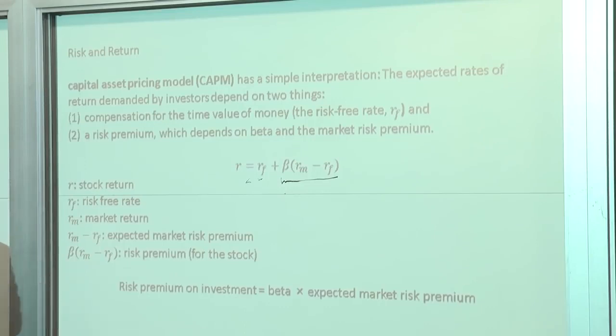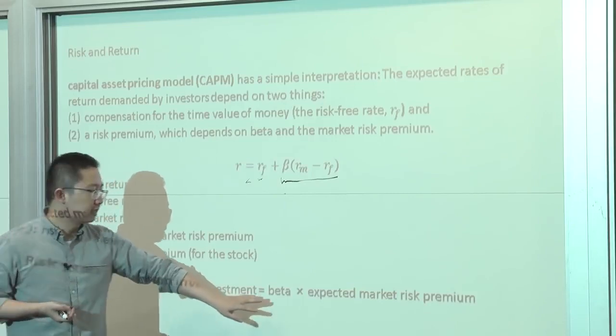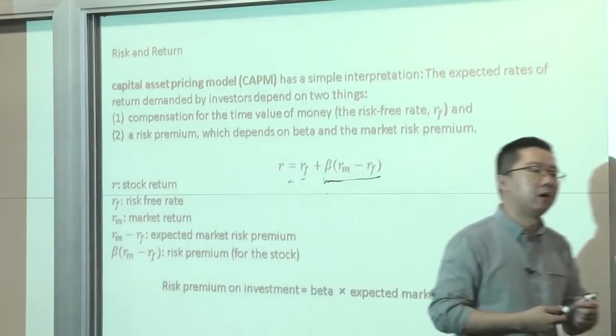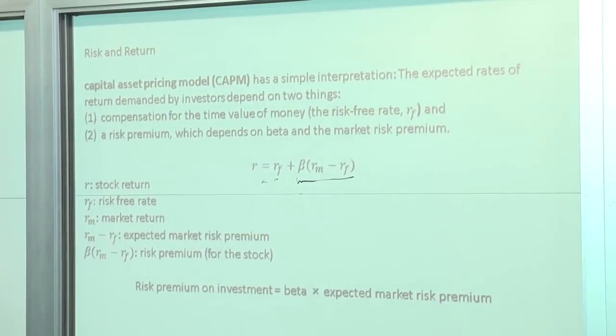So market risk premium is a premium you add on top of the risk-free rate for holding the whole market. And the risk premium for this stock is the premium you add on top of the risk-free rate for this specific stock. And how do we measure that? We multiply beta by the market risk premium. So the risk premium on an asset is the beta multiplied by the expected market risk premium.